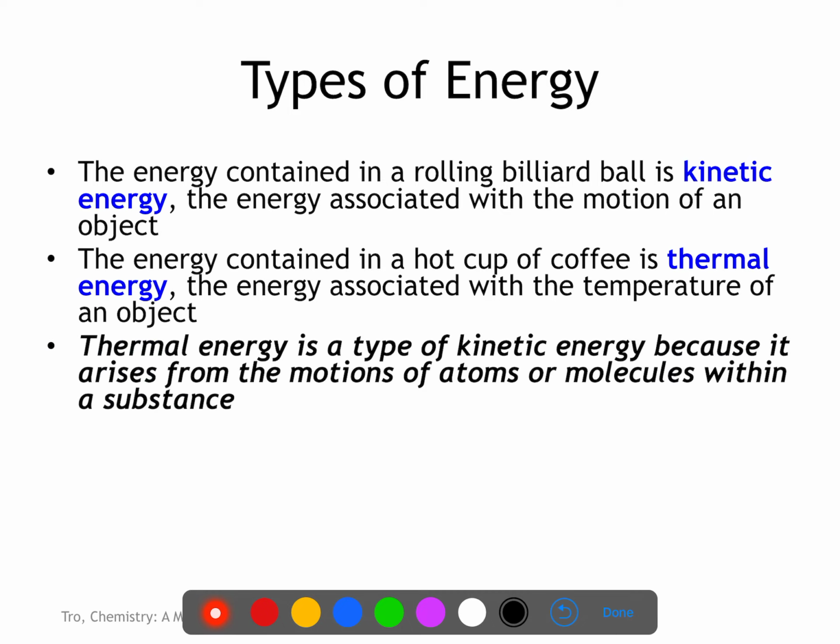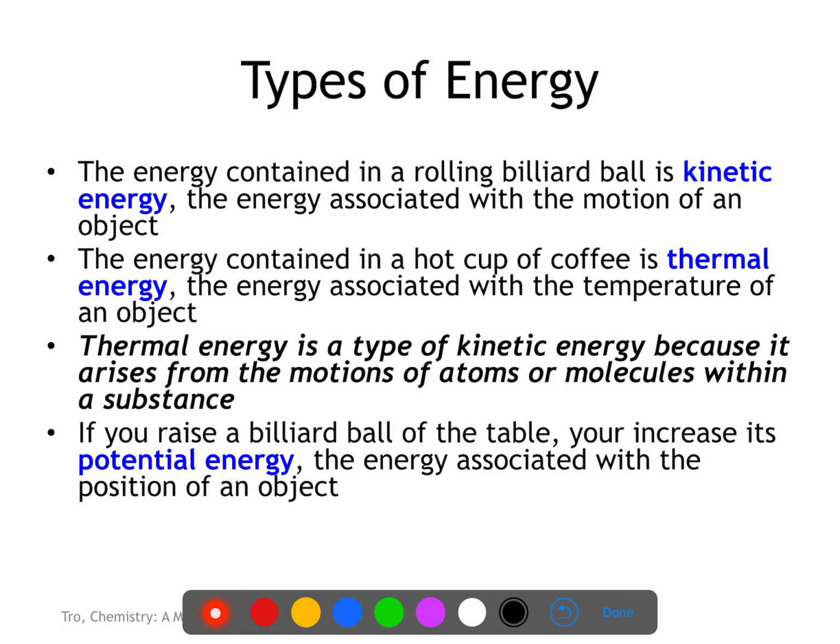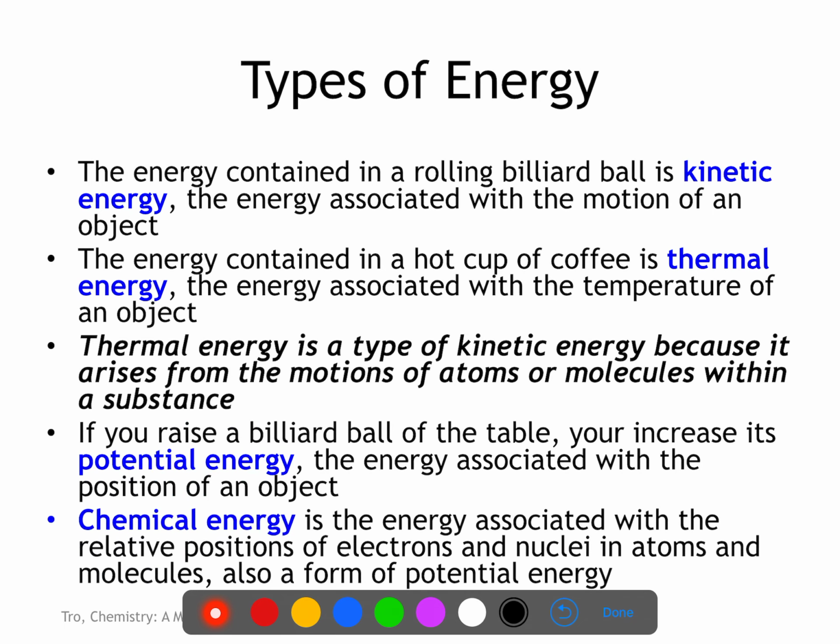Now, another form of energy, a newer term, is chemical energy, which is the energy associated with the relative positions of electrons and nuclei in atoms and molecules, also a form of potential energy. When we're thinking about electrons, which are particles, and nuclei in atoms and molecules, before different reactions are happening, that's chemical energy as a form of potential energy because they're stored.